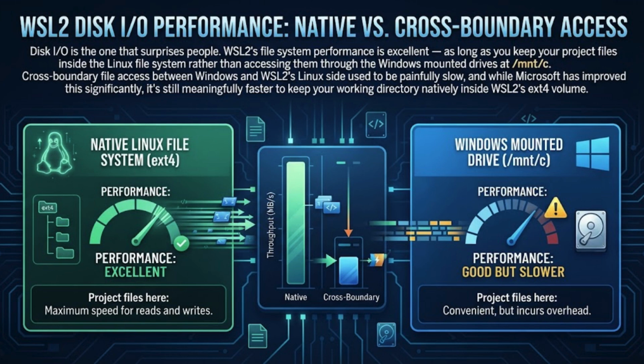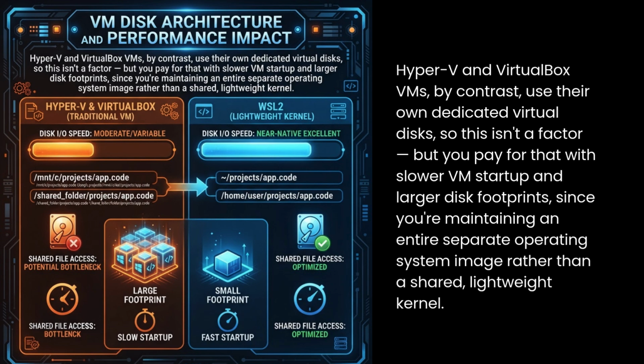Hyper-V and VirtualBox VMs, by contrast, use their own dedicated virtual disks. So this isn't a factor, but you pay for that with slower VM startup and larger disk footprints, since you're maintaining an entire separate operating system image rather than a shared lightweight kernel.